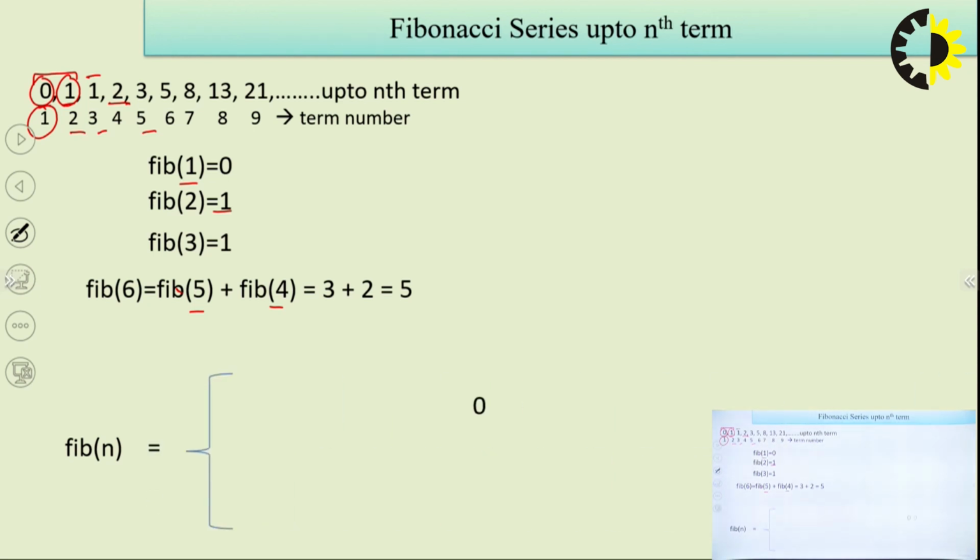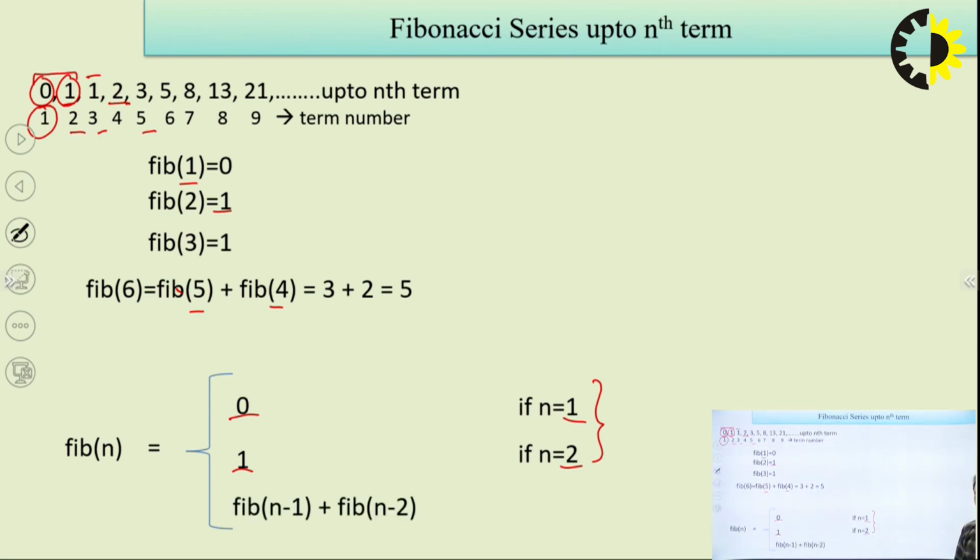Now what is the Fibonacci of n? Here there are two base cases. First, if n equal 1, then this is 0. If n equal 2, then this will be 1. These are the two base cases, and otherwise Fibonacci of n equals Fibonacci of n minus 1 term plus Fibonacci of n minus 2 term. So we will use this recursive call.